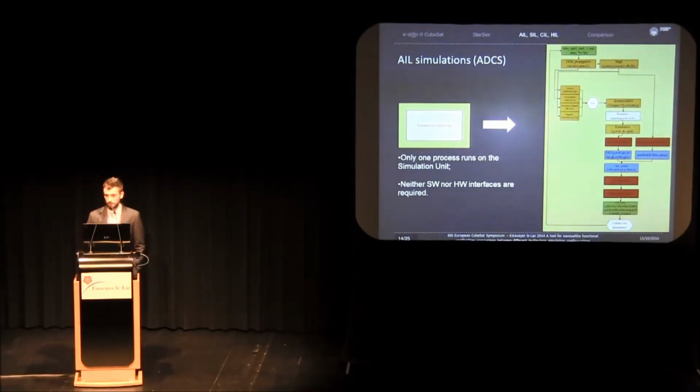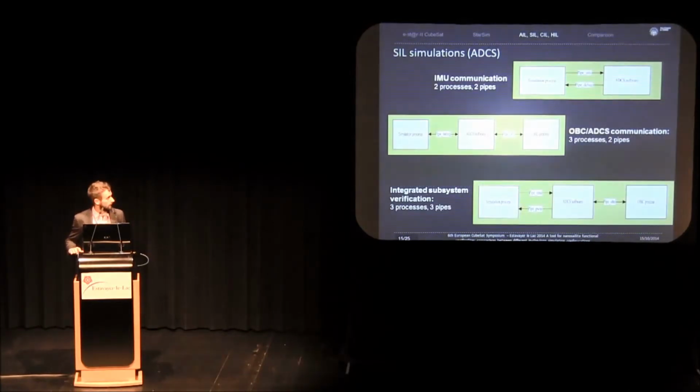Algorithm-in-the-loop simulation, for example in MATLAB, is a type of algorithm simulation where in this case we have just one simulation process. Everything is run on a simulator console and there is no hardware present at this stage. This block diagram shows the algorithm-in-the-loop simulation for the attitude determination and control system.